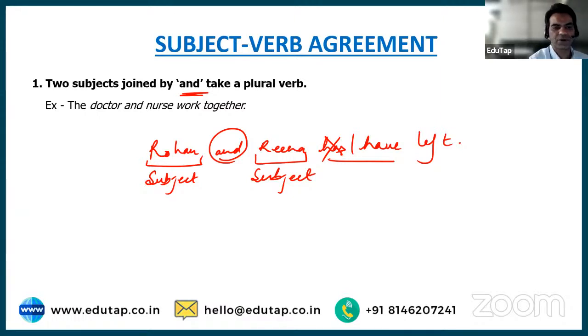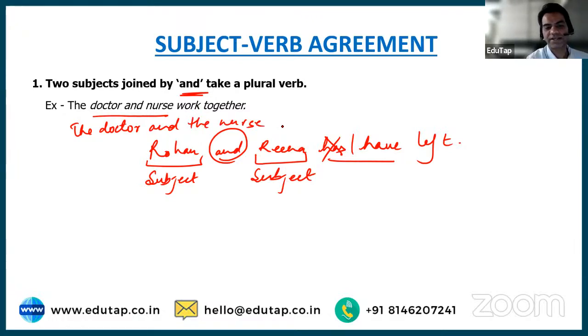The example is the doctor and nurse. Yes guys, work together or works together. Now guys, this sentence is actually wrong. It should have been the doctor and the nurse, because we are talking about two different persons.